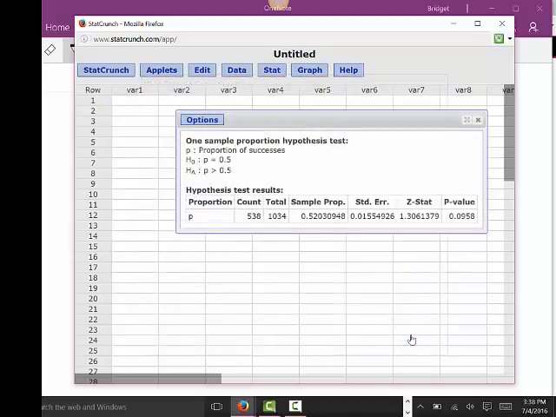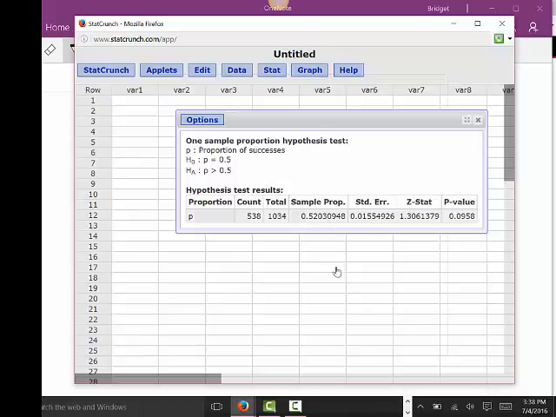And so this is going to give me everything that I need here. My hypotheses, I'm reminded of what I put in there as a quick check. I make sure that I put in my counts correctly. And here's my sample proportion. This is just the standard error or standard deviation of the sample proportion. So sample proportion, this is our p-hat here. And then our z-stat is our test statistic, and this is our p-value.